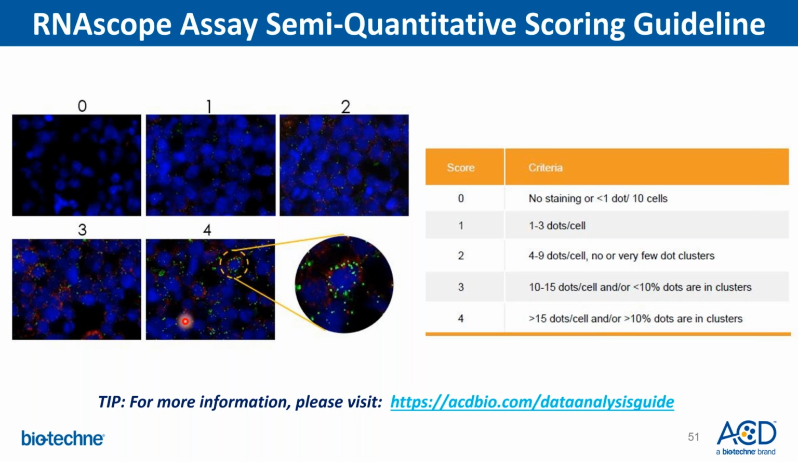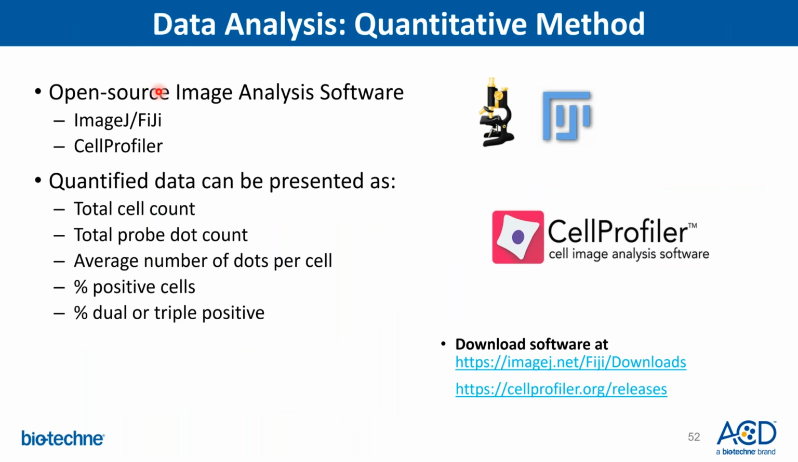Okay, the quantification can also be done in a more quantitative method. For that, you can use open source image analysis software such as ImageJ or Fiji, or CellProfiler, and using those two open source software, you can represent the quantified data as total cell count, the total probe dot count, average number of dots per cell, percentage of positive cells, and percentage of dual or triple positive cells. And here is the link for downloading ImageJ or Fiji and CellProfiler for your reference.